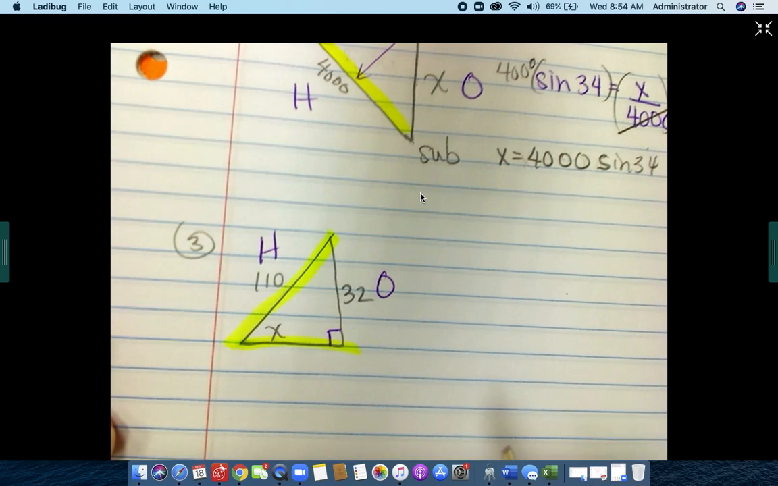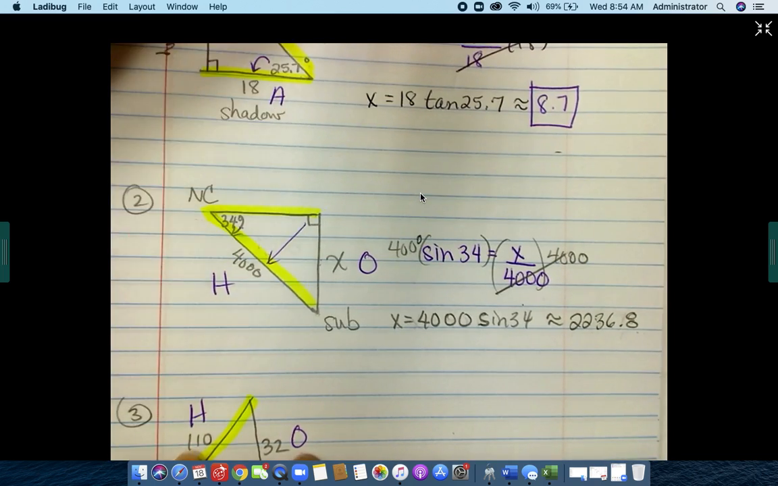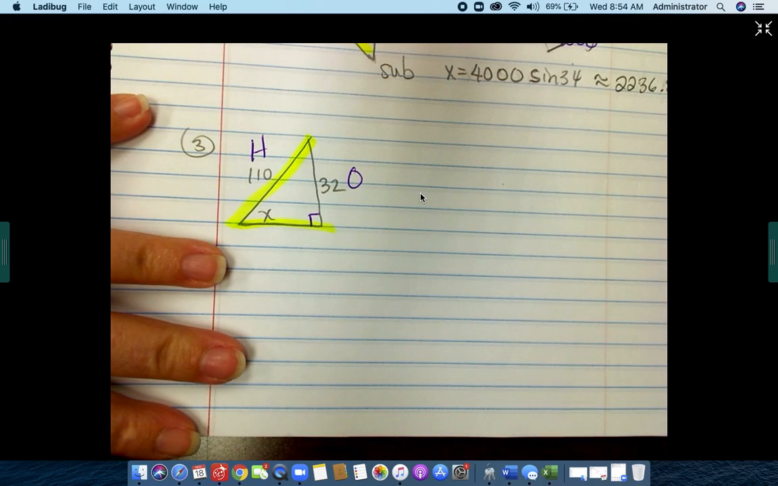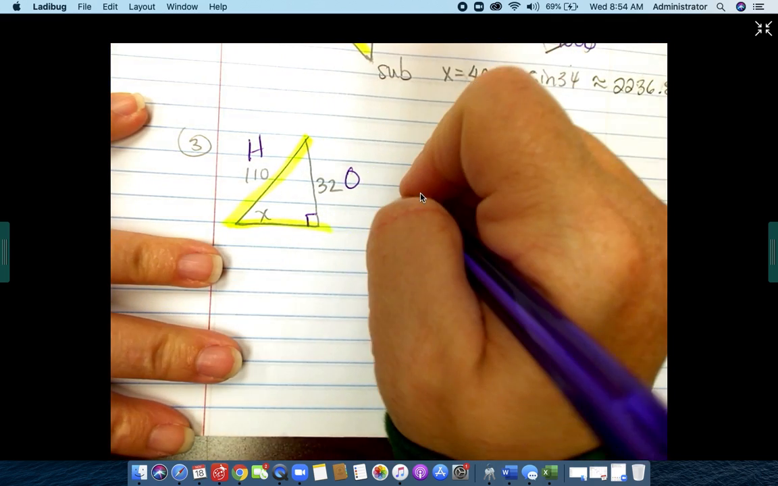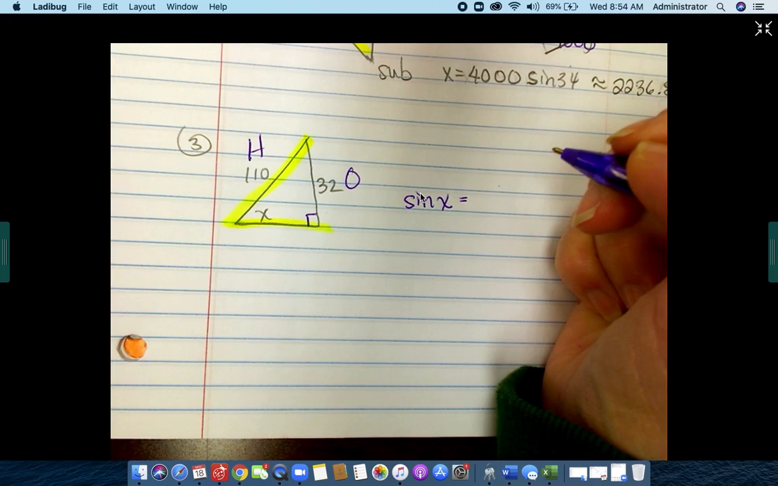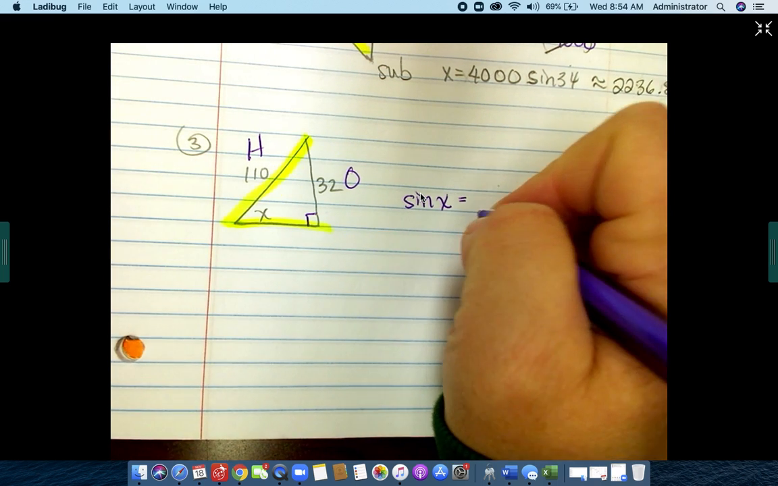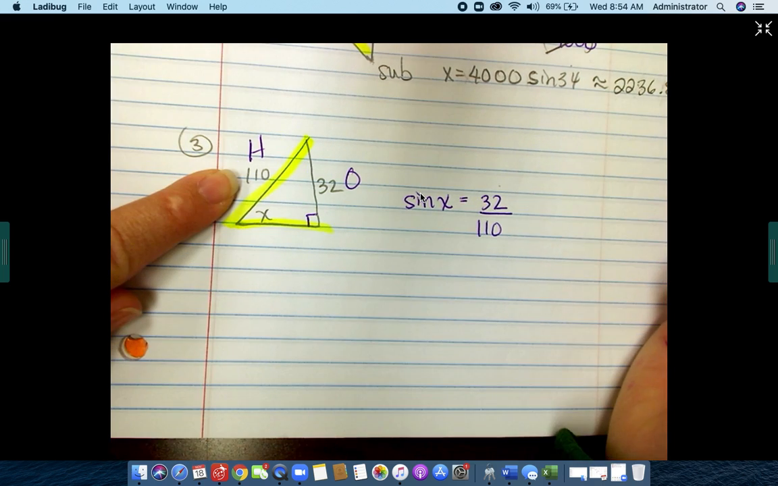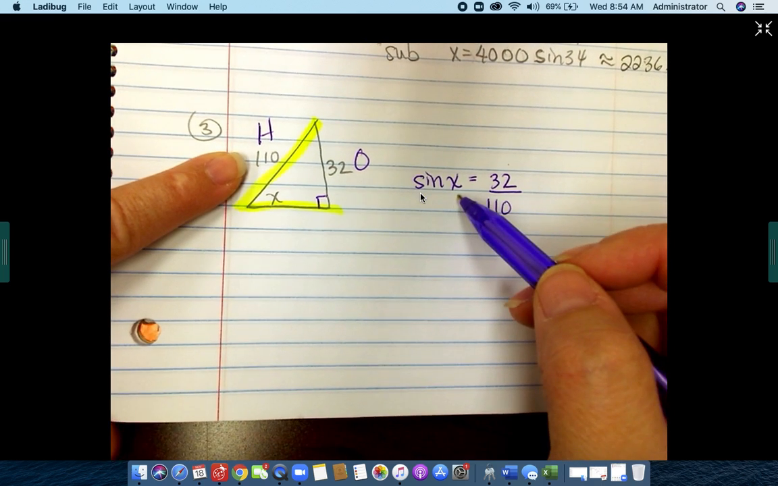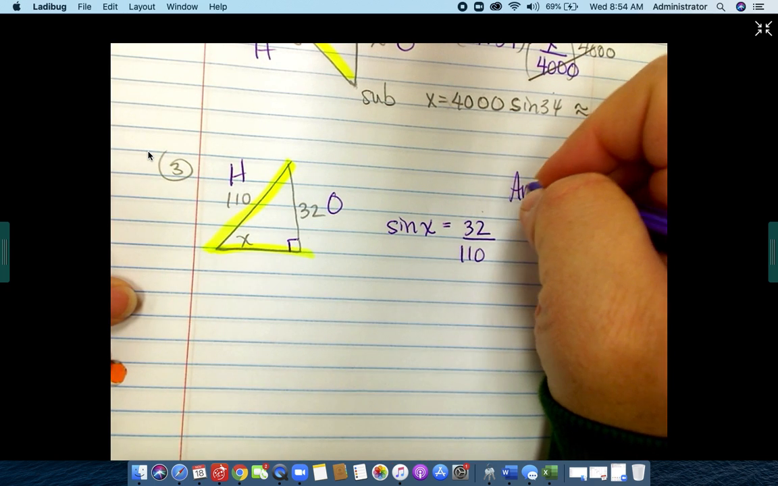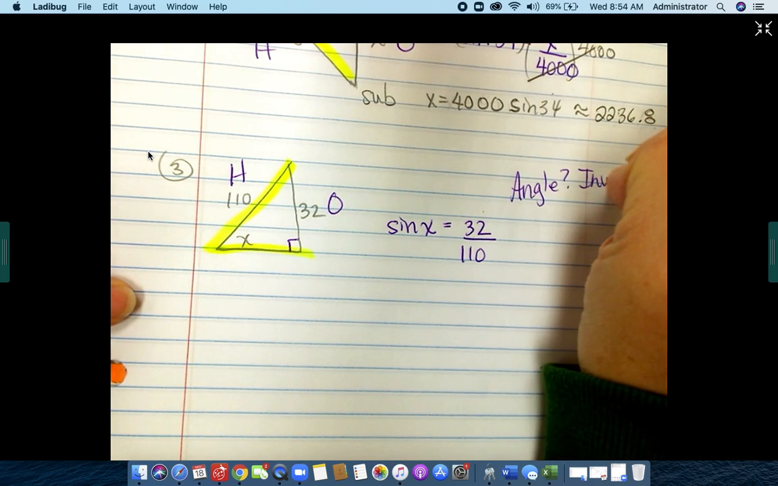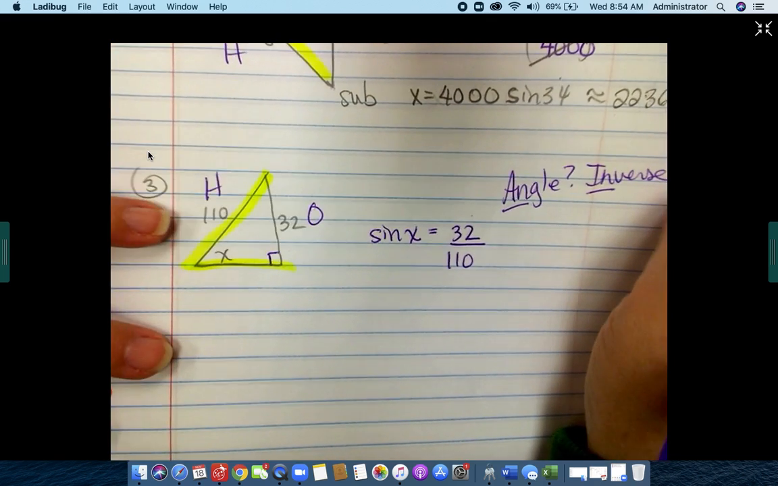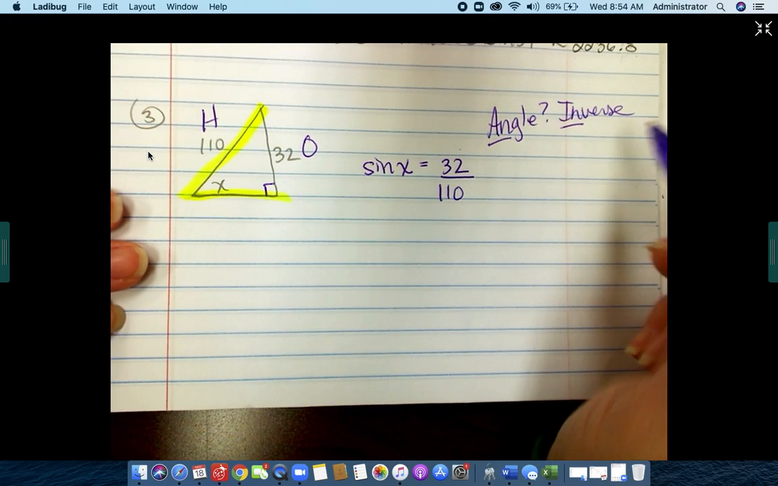So O and H, we're going to use sine again, right? So remember, it's always sine of your angle. If we do not know the angle, again, that means we're going to be using sine of x. So sine of x equals our opposite value, which is 32, over our hypotenuse 110. So remember that angle goes with inverse. If you're finding an angle, we use the inverse. Angle inverse, angle inverse. Think A-N-I-N. When I want to find the angle, I use the inverse operation.